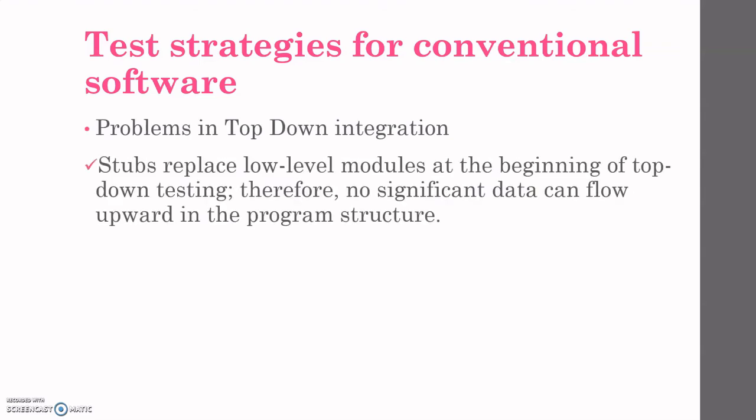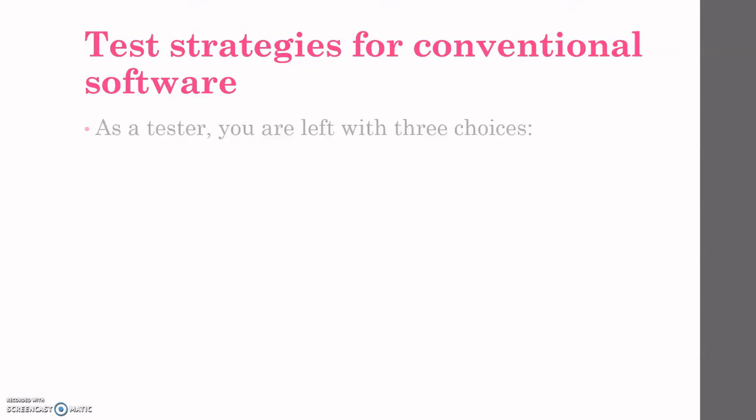Here there are some problems in top-down integration, that is stubs replace low-level modules at the beginning of top-down testing. Therefore, no significant data can flow upward in the program structure. So the data cannot flow upward, it can only go downward, or top-down. So as a tester, you are left with 3 choices here.